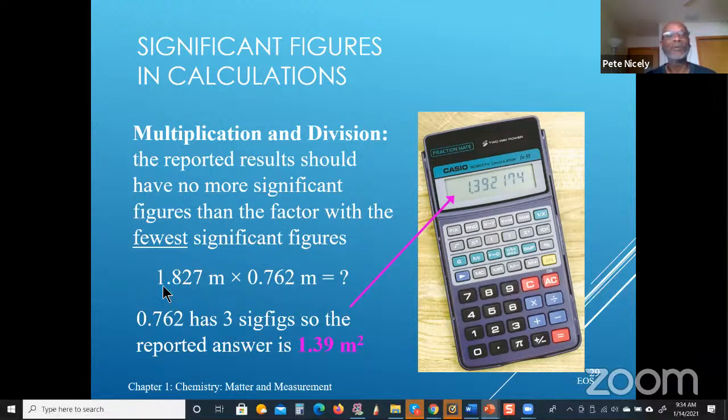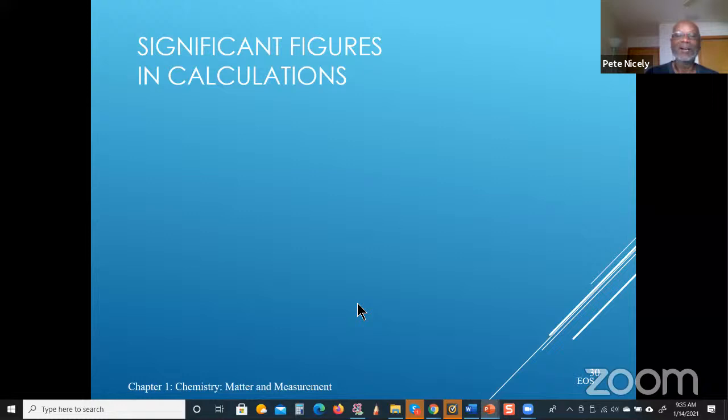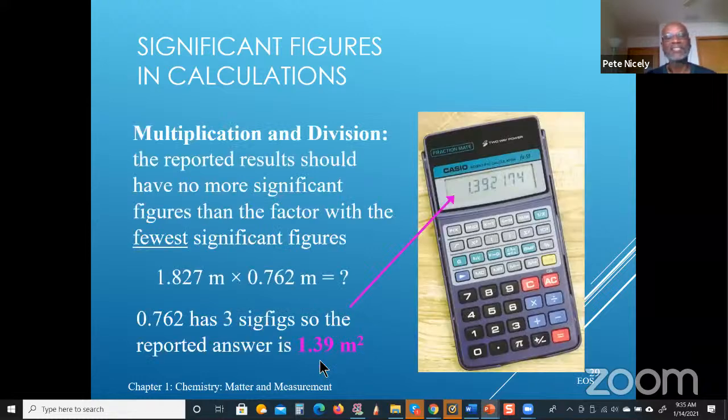For this number, we have 4 significant figures. For this number, we have 3 significant figures. So according to this rule, we need to round this off to 3 significant figures, which would be 1.39. Please note that also a part of the final answer is the unit meter squared, because you multiply meters by meters.